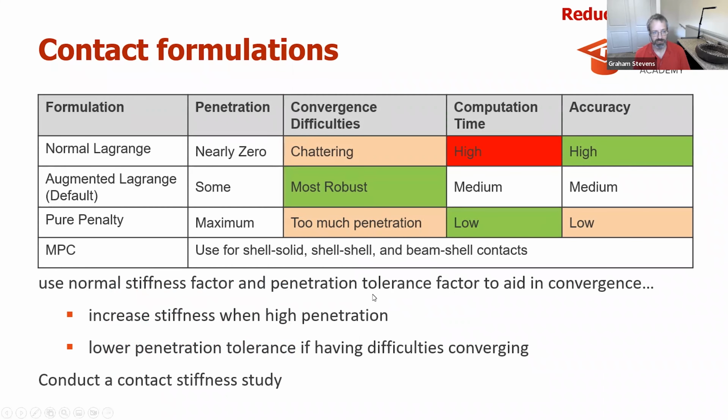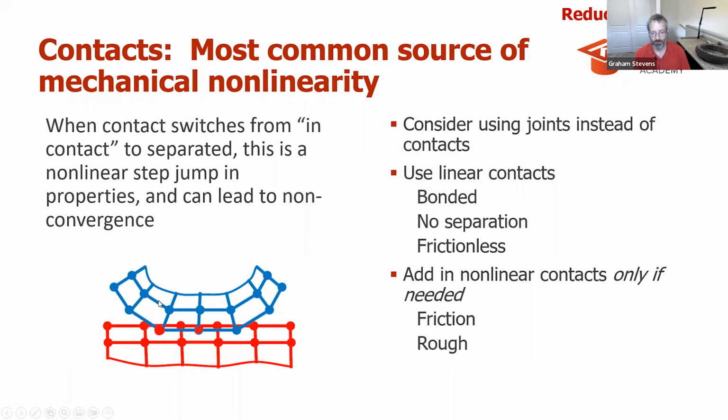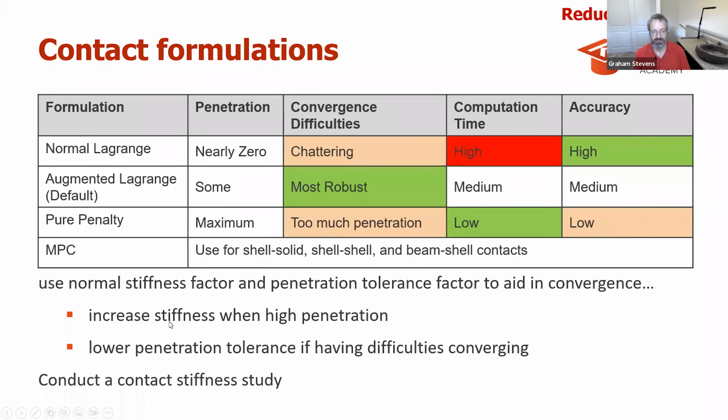Then we dive a little bit deeper into more of the details here. There are contact formulations in terms of how Ansys handles this situation of the penetration of one surface to the other and its contact. These are called normal Lagrange, augmented Lagrange, pure penalty, and MPC. And just to be aware of your options here, typically the augmented Lagrange is the default. You can sort of see it has a medium computation time. And if you have some contact issues, you might have to switch to normal Lagrange to increase the accuracy, but that'll cost you a little bit more in terms of time.